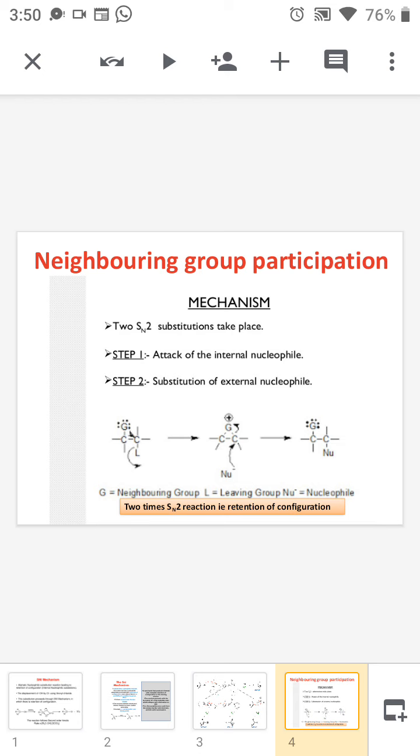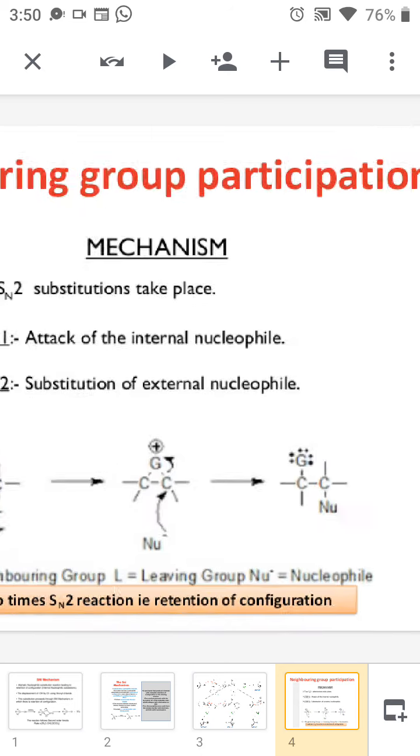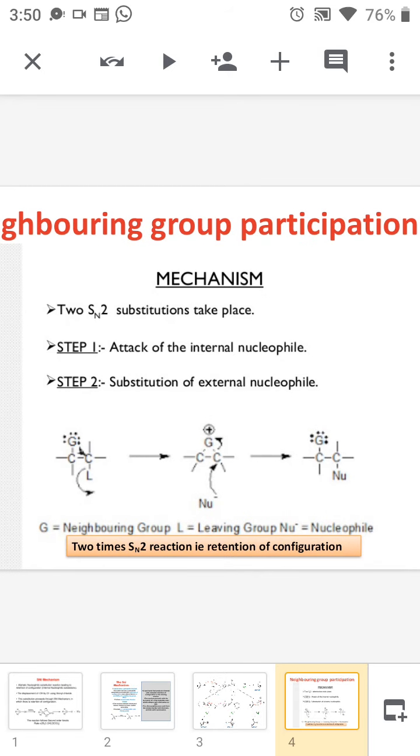So first of all, the bond between the carbon and the leaving group weakens. At the same time, the electron pair from G is partially donated to the carbon atom. So we will get a 3-membered ring here. Carbon, carbon and G plus. This is a 3-membered ring.